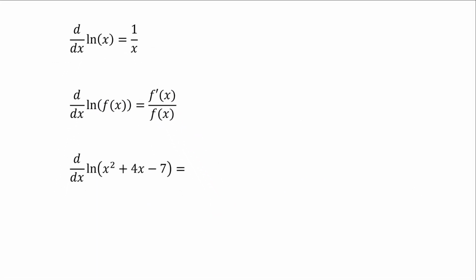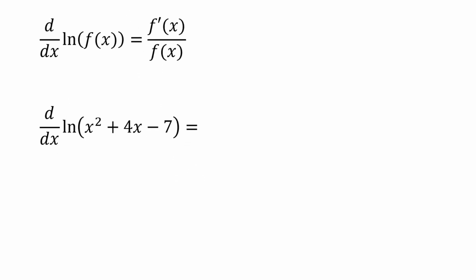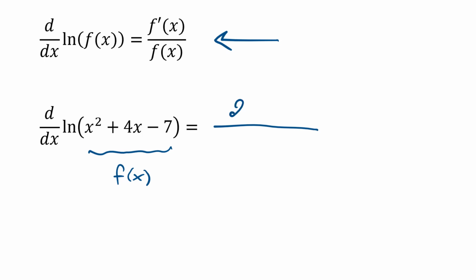For instance, let's find the derivative of the natural log of x squared plus 4x minus 7. So this is basically my f of x now. So other than applying the chain rule, I can actually use directly the formula here. And what I get is a fraction, the derivative of f, which would be 2x plus 4, divided by f of x, which is x squared plus 4x minus 7. We're actually applying the chain rule, but in some sense we are cutting corners, so we get the final answer in a much faster way.